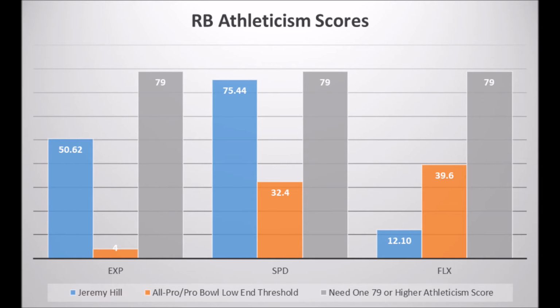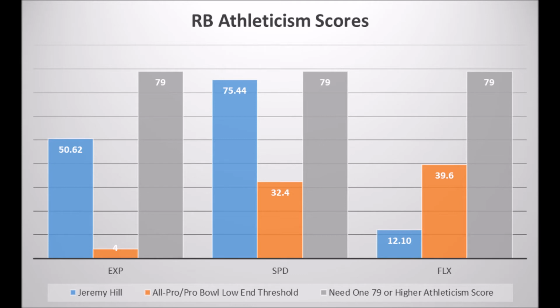The closest one is speed of 75.44, but Jeremy Hill also fails in terms of flexibility. He had a 12.10 flexibility score. And the issue with that is that the bottom end threshold for All-Pro / Pro Bowl players is 39.6 out of 100, meaning that there has never been a multiple All-Pro / multiple Pro Bowl running back to score less than that score, and Jeremy Hill scored a 12.10 out of 100. Meaning that in order for him to become a multiple All-Pro / Pro Bowl running back, he would have to become an outlier, not only in terms of flexibility testing, but also in terms of not having one athleticism score that is 79 or higher.